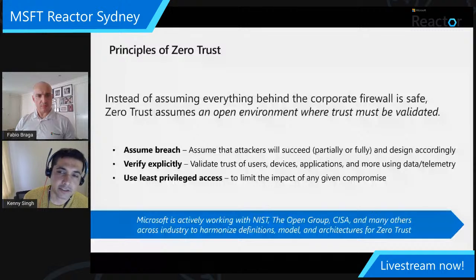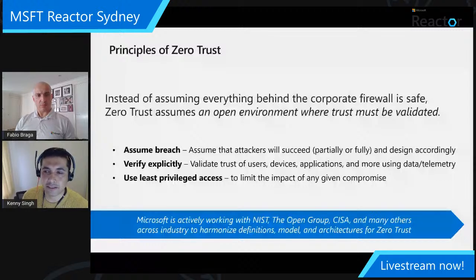What that basically means is that access is always explicitly verified. One of the principles that you see there: verify explicitly. We always assume that there is going to be a breach at some point, so we prepare for that adequately, and we always ensure least privilege access. What does verify explicitly mean?